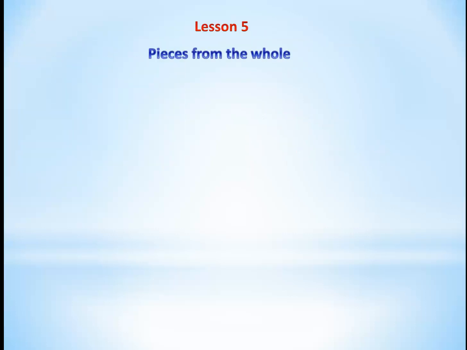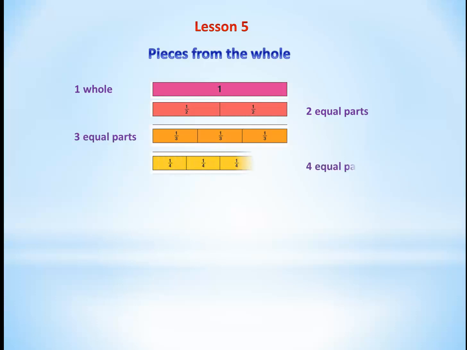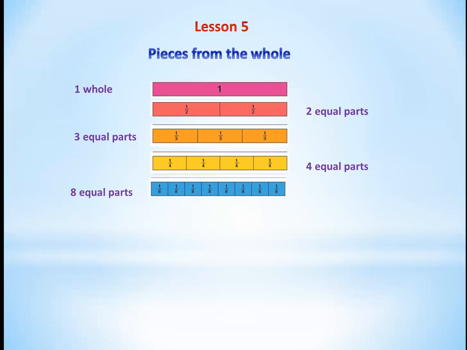Lesson 5. Pieces from the whole. We know that one whole equals 2 equal parts, 3 equal parts, 4 equal parts, 5 equal parts, and so on. So 1 equals 2 halves, 3 thirds, 4 fourths, 5 fifths, 7 sevenths, 8 eighths, and so on. Adding proper fractions. How can we add proper fractions?